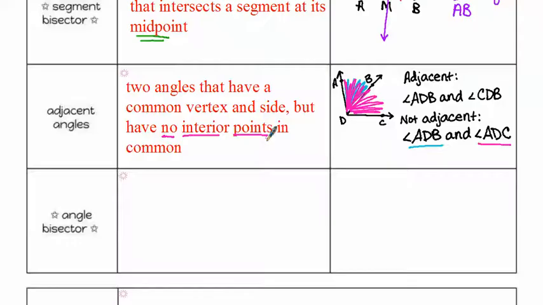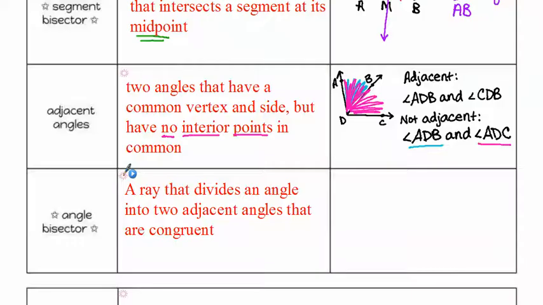So now we talk about an angle bisector then. An angle bisector is a ray that divides an angle into two adjacent angles, two neighboring angles, that are congruent. So we start with an angle. It doesn't matter whether that angle is acute, right, or obtuse. But I'm going to sketch an angle over here. And I will call it ABC.